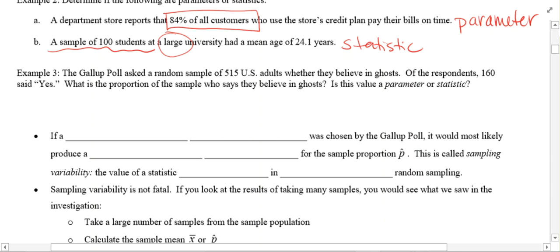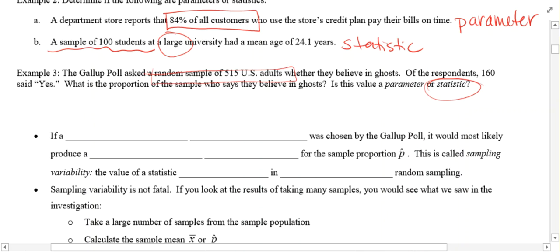All right, so example 3. The Gallup poll asked a random sample of 515 U.S. adults whether they believe in ghosts. Of the respondents, 160 said yes. What's the proportion of the sample who say they believe in ghosts? Is this value a parameter or a statistic? We'll start with, is it a parameter or a statistic first? It's a statistic. We've got a random sample of 515 U.S. adults, so we know we're talking about a sample.